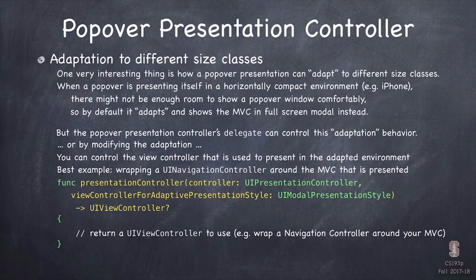You see the difference? So I can have exactly the same view controller, my document info view controller, and here from this method, view controller for adaptive presentation style, I'm going to return a navigation controller whose root view controller is my document view controller. And I've added a cancel button to it. Make sense? Okay, so this is a way to go ahead and let it adapt on iPhone, but get involved a little bit and control how the MVC is presented.